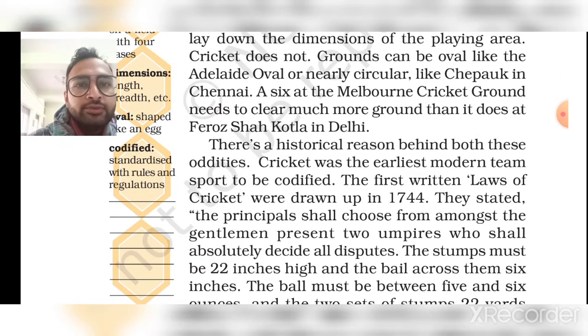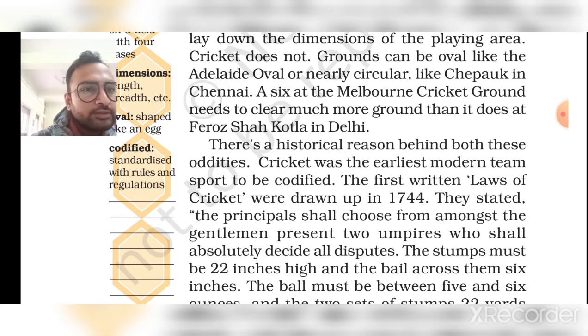So let us move forward. There is a historical reason behind both these oddities. Cricket was the earliest modern team sport to be codified. Codified means standardized with rules and regulations. The first written laws of cricket were drawn up in 1744. They stated that the principal shall choose from among the gentlemen present 2 umpires who shall absolutely decide all disputes.